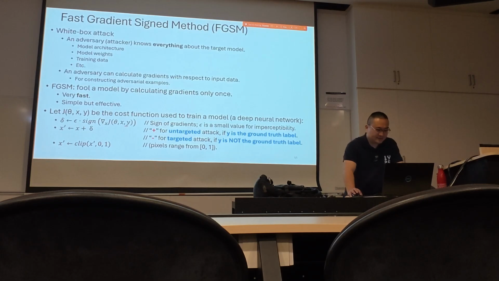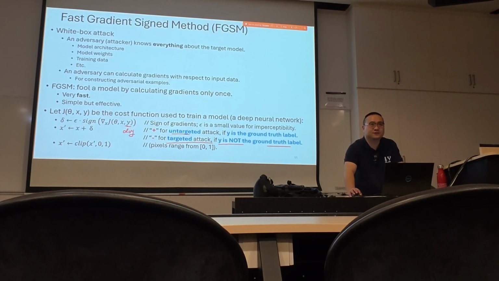Okay, and next, this can also be modified into a targeted attack. However, for a targeted attack, remember that we have a predefined label. So we want the model to predict the panda as a dog. So we have a predefined label. In this setting, y is not the ground truth label. y is the dog, not the panda. For untargeted attacks, we don't care about the final output.